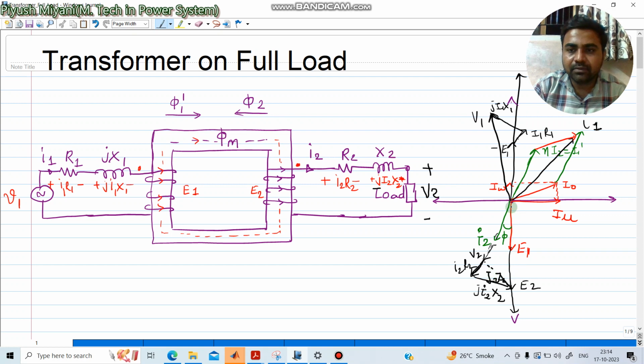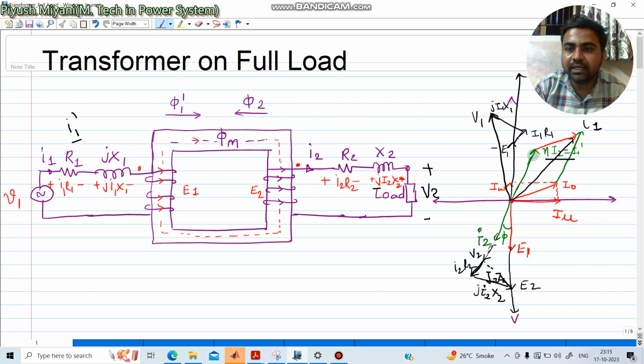Now in response to I2, there will be a flux phi 2 in the core, and in order to oppose this flux, I1 dash gets produced, due to an additional current, which is I1 dash. This I1 dash will be n times I2. It means whatever transformation ratio is there, multiplied with the secondary current, will give you I1 dash, the additional current. This additional current produces phi 1 dash, so that phi 1 dash becomes equal to phi 2.